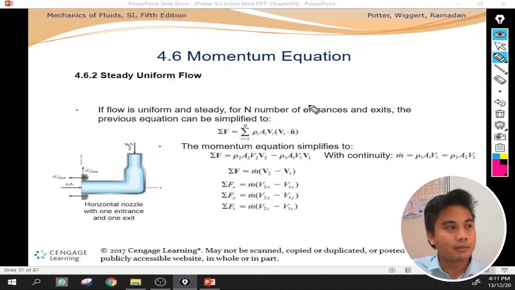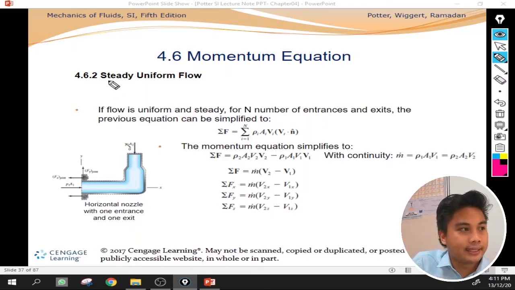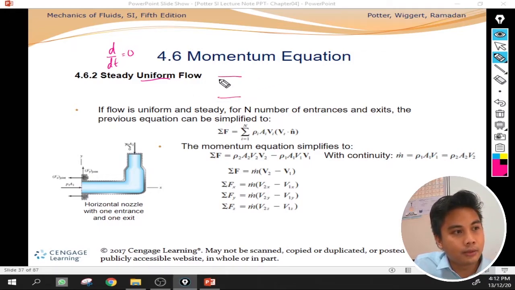Next, when we talk about steady uniform flow, steady means the change with time is equal to 0. Uniform flow means the flow normally will be like this. This is the flow inside the pipe. The flow inside the pipe will be non-uniform. This is the velocity profile. However, when they assume that this flow has no shear stress along the wall, the flow will be converted into uniform flow.